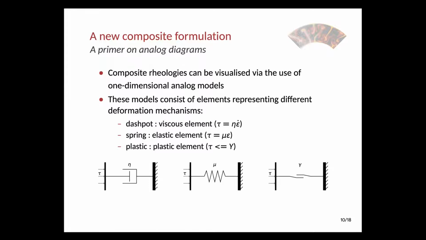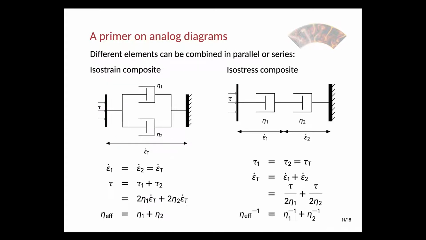And then the final diagram on the right-hand side is a plastic element, where the stress is equal to the total stress until you reach a yield stress. Then that plastic element just accommodates the yield stress, and any additional stress goes into deformation. So moving on to the next slide.